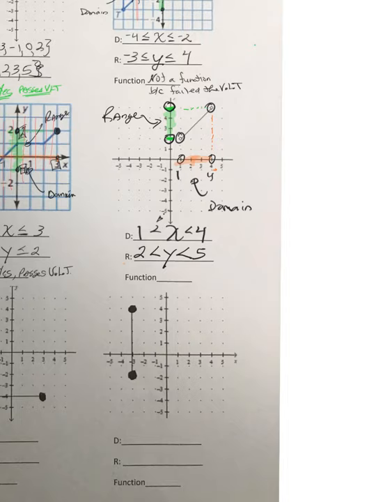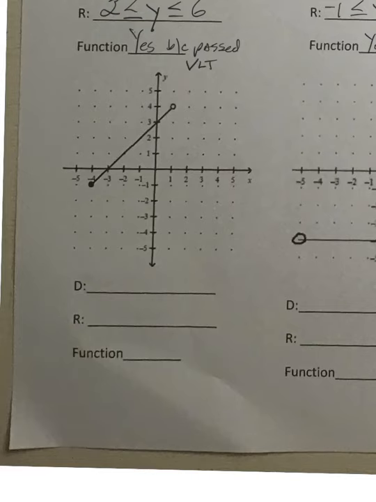And then if we drop a vertical line, will you ever hit more than once? Nope. So yes, it's a function because it passed the vertical line test. When we dropped a vertical line, it will only hit once. I will never be able to drop a vertical line where it hits more than once. So it always is going to hit just once. So it is a function. Okay, so why don't you stop the video and try this one yourself first. Okay, let's see how you did.